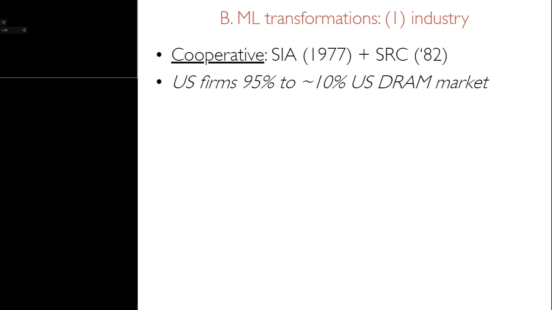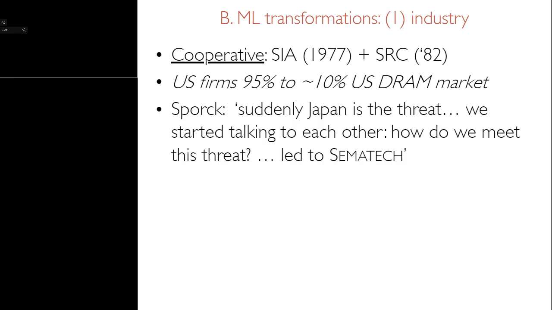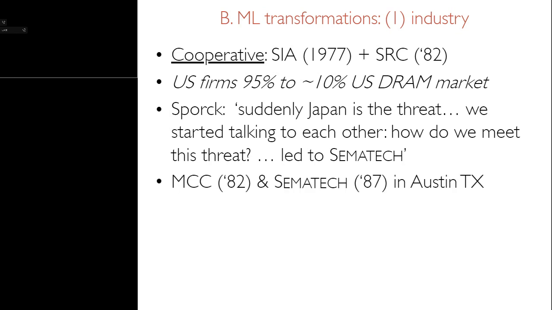Actually, the U.S. firms end up losing their dominant role, shrinking to about 10% of the DRAM market. And that's when Charles Sporck's quote is, suddenly, Japan is the threat. Suddenly, we started talking to each other. How do we meet this threat? And that led to the formation of Sematech. That happened in two different ways. That's the next animation. MCC was an early version of that. Moore had something to do with suggesting to Control Data's Bill Norris to create a kind of pool. He said, get everybody in this room together. We can work this out. That was in 1982. And then in 1987, Sematech was formed. And that was a much wider and deeper research and development effort. They ran a fab in Austin, Texas. It was again a much wider effort at cooperative mechanisms across the industry.